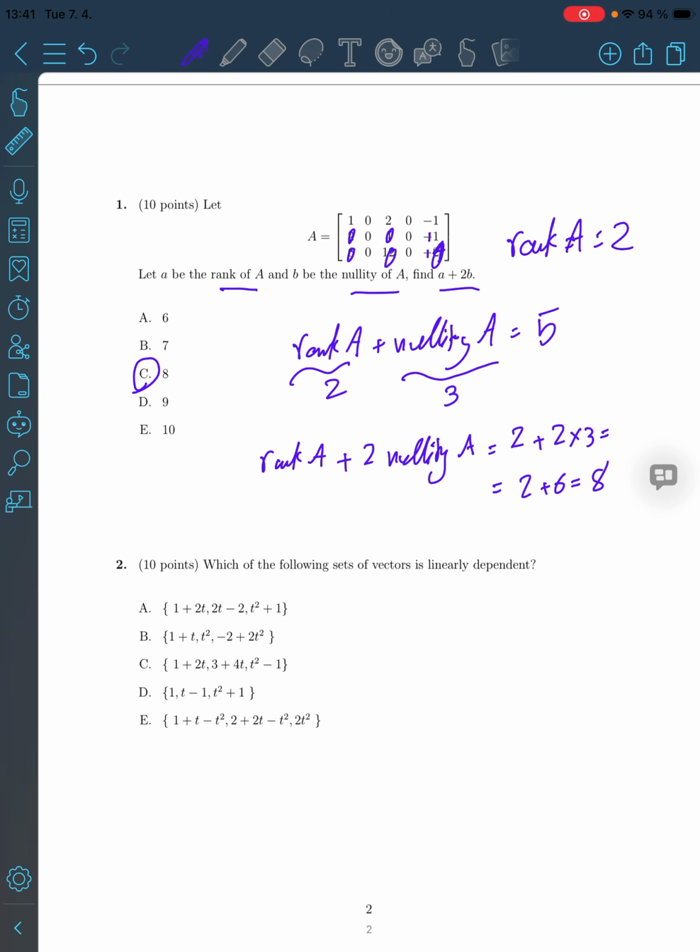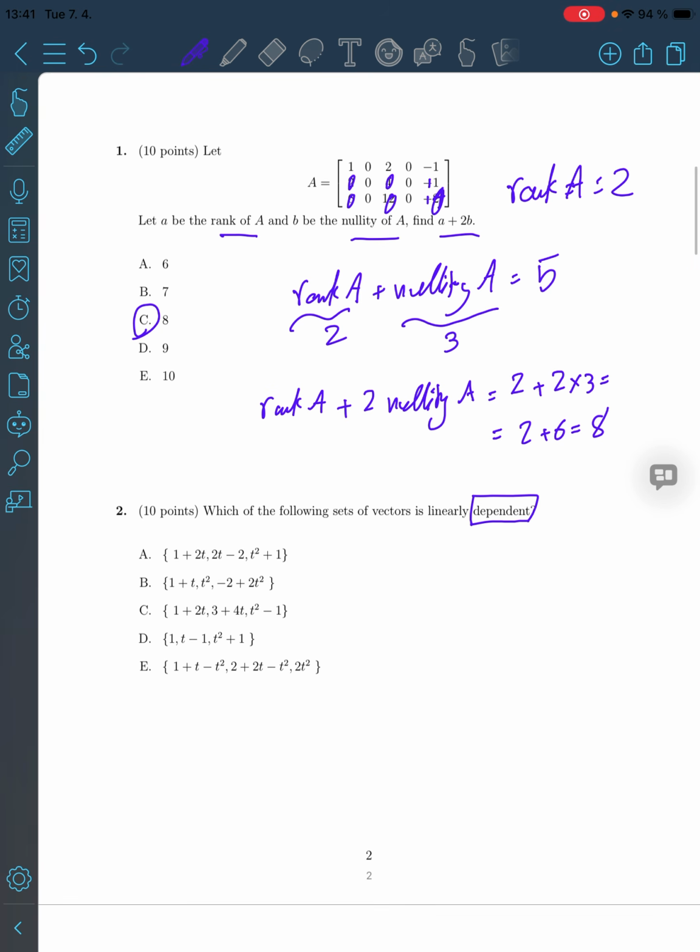Now let's move on to question number 2. It's one of the typical questions related to linear independence or dependence of a set of polynomials. Here you are supposed to find the set such that those vectors are linearly dependent, so not independent, dependent. Therefore you should look for one of the sets such that some of the vectors are redundant. What that means is that some of the vectors can be produced by the other ones.